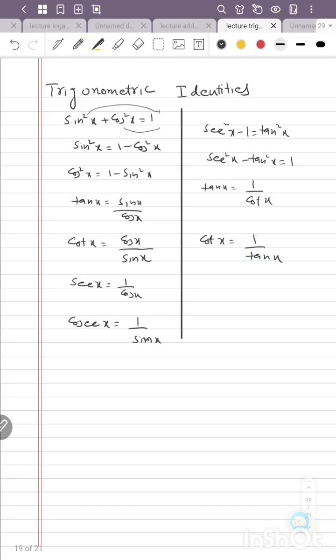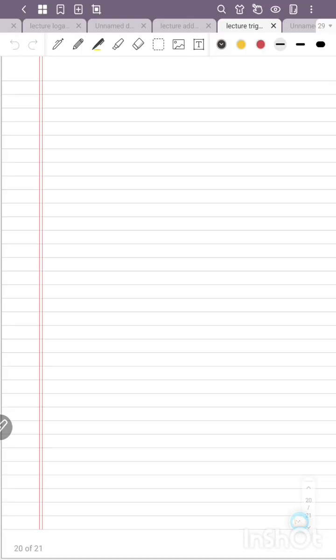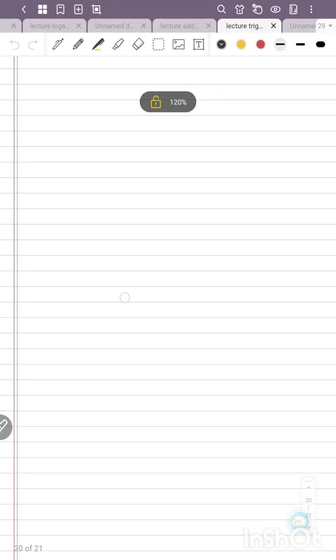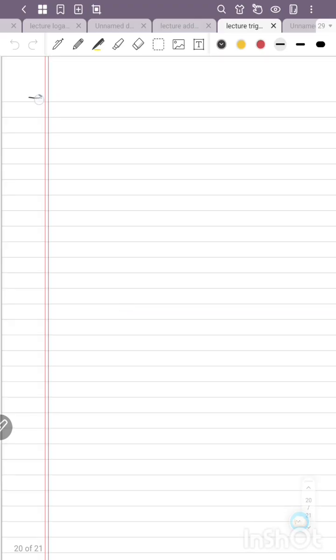Hopefully you understand these formulas. We will start some questions regarding trigonometric identities. We start with a very simple question. The question is: prove the identities.